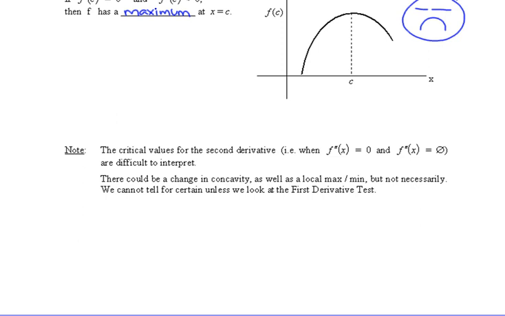Okay, so note the critical values for the second derivative are difficult to interpret. There could be a change in concavity as well as a local max or min, but not necessarily. We cannot tell for certain unless we look at the first derivative test. So if you want more information to graph, this is just a quick test to figure out if it's a local max or local min.